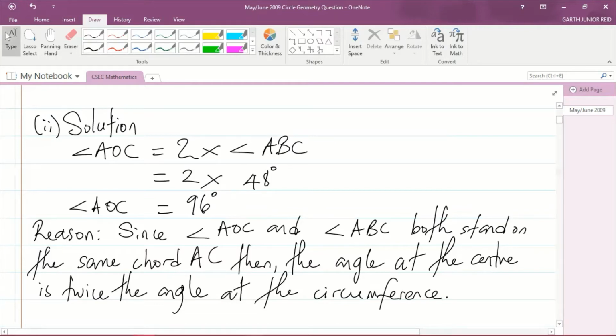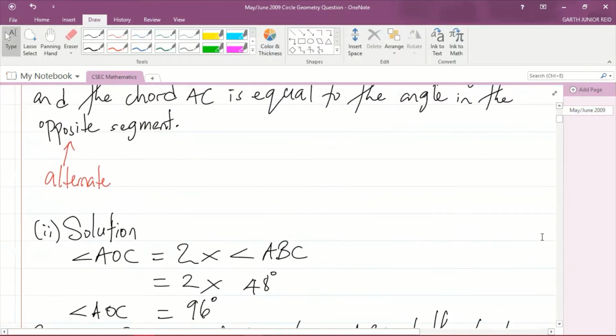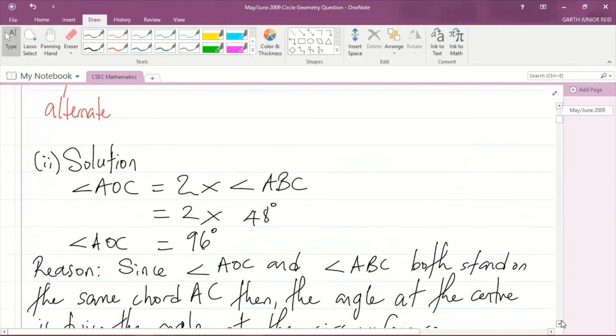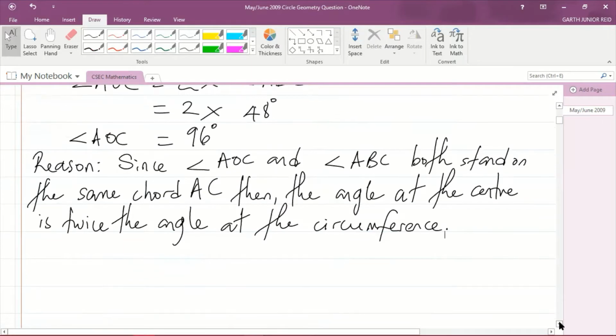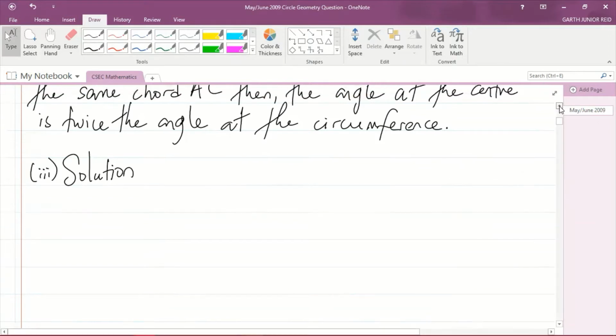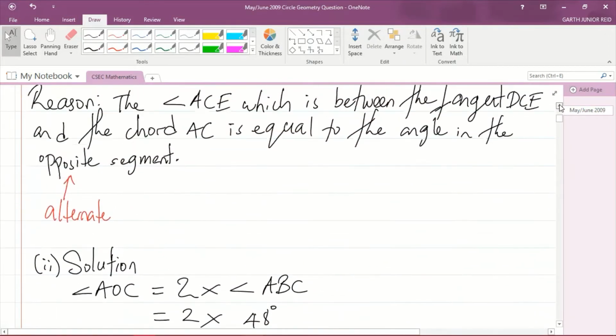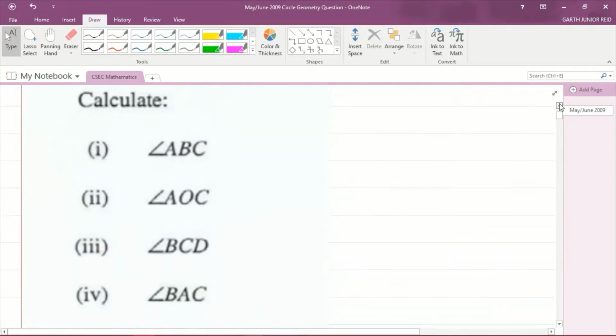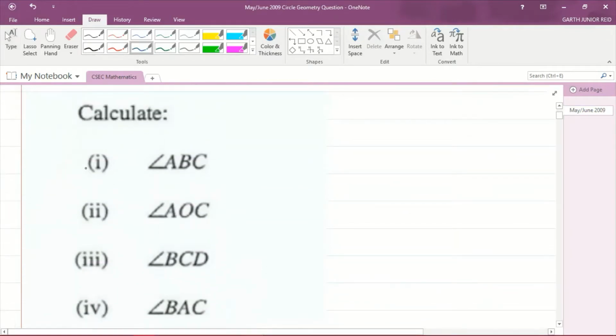Good. So that is our solution for part 2. So we're now finished with part 2. Let us now do part 3 here. All right, so we're going to write part 3 solution here. Great. So just look at what they have asked us to calculate for part 3. So we're now finished with part 1 and part 2. We're now going to do part 3, which is to calculate the angle BCD.